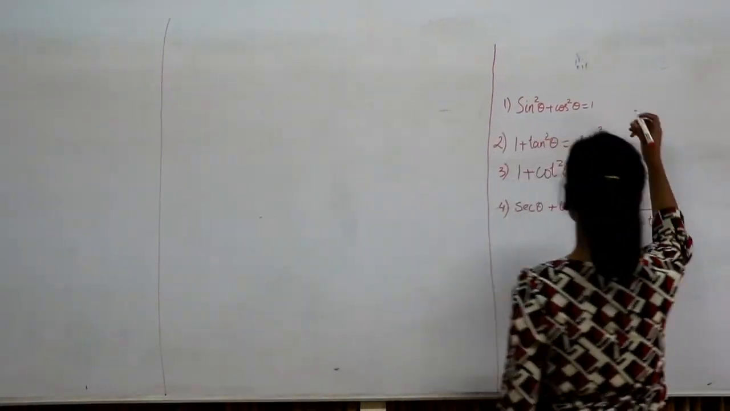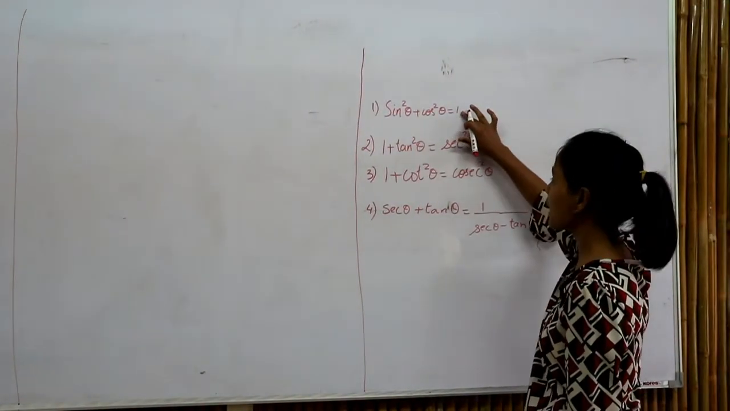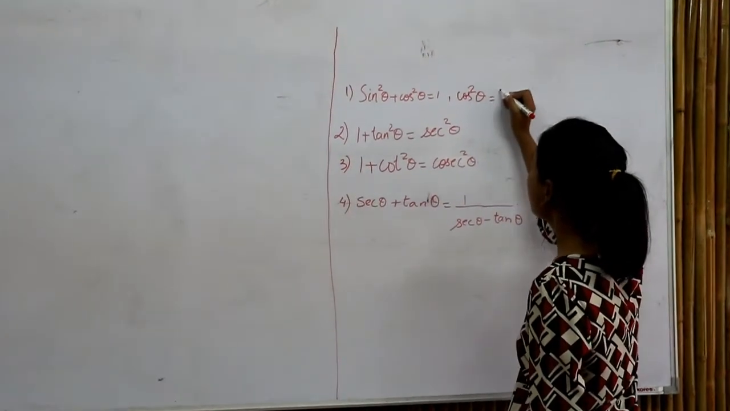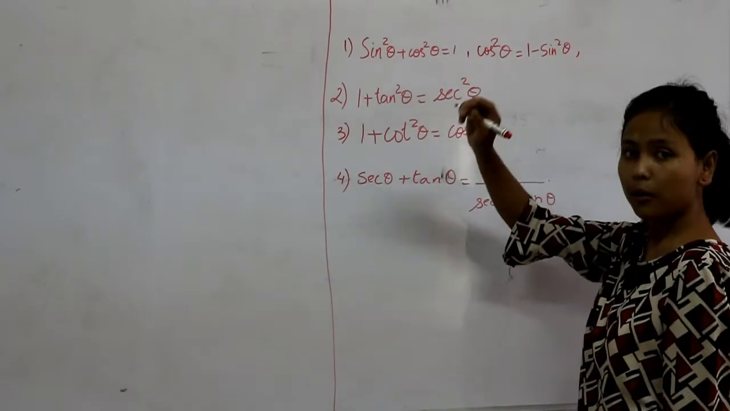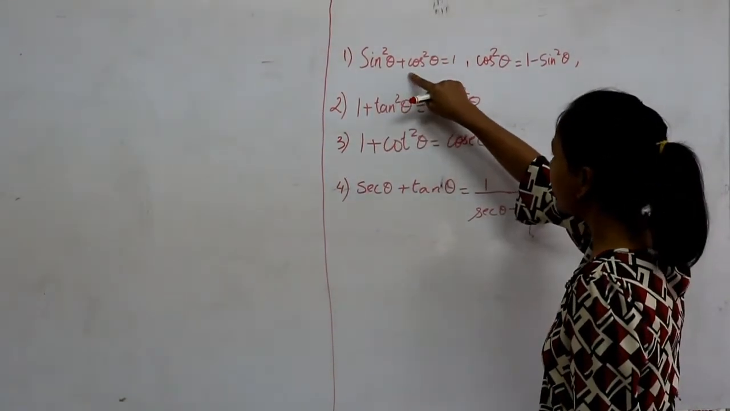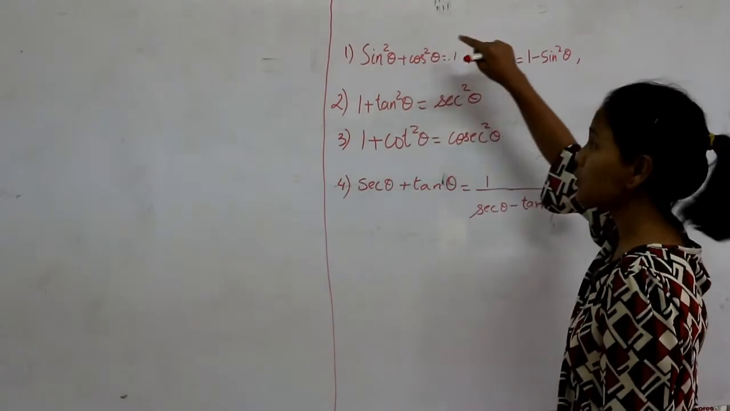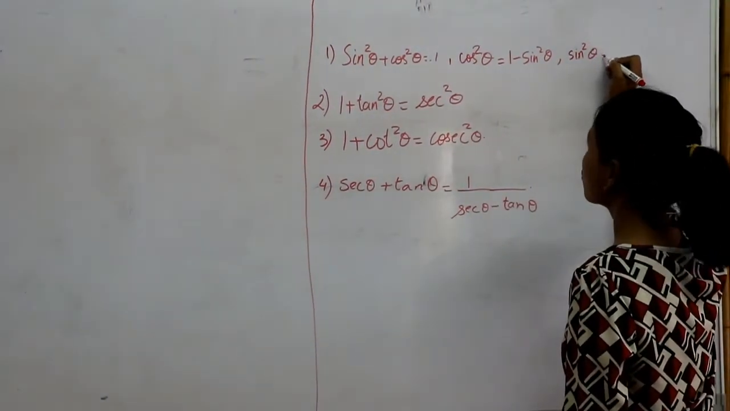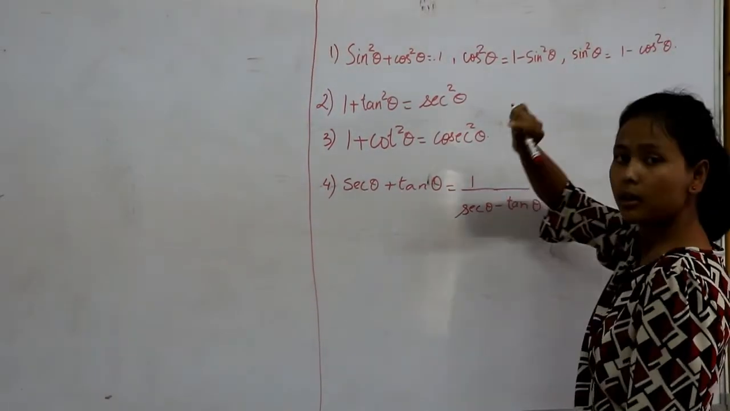From here, if I carry this sin square theta to this side, we will get cos square theta is equal to 1 minus sin square theta. Okay? If I carry this cos square theta to the other side, we will get sin square theta is equal to 1 minus cos square theta. Okay?